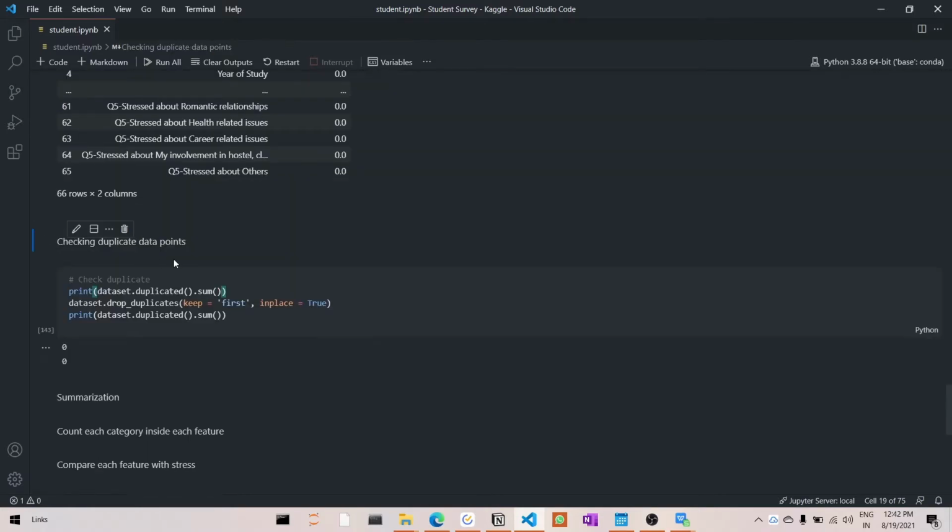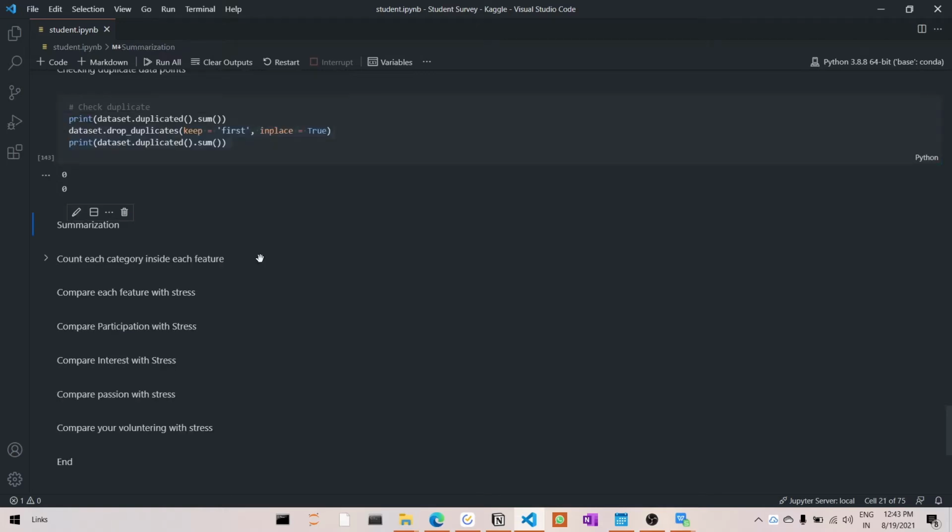Then we can check the duplicate data. When I first checked the duplicate data, we got 0. So we don't need to perform these 2 lines because there is no duplicate data. Then we are going to summarize our dataset so that we can find some meaningful insight in it.